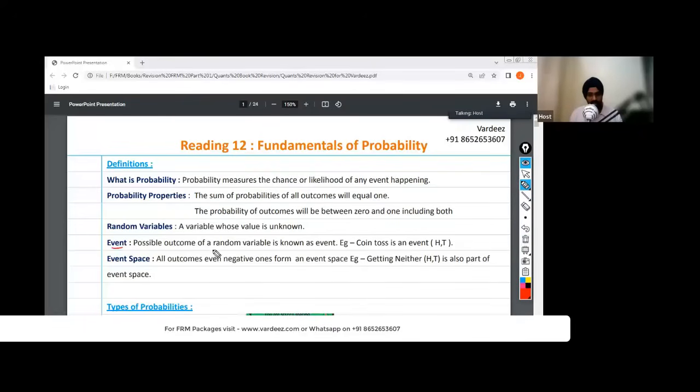What about an event? An event is a possible outcome of a random variable. For example, if you toss a coin, that's an event. If you do some experiment, that's an event. Event space means all the possible outcomes. Even negative outcomes, for example, when you toss a coin, getting neither heads nor tails is also part of the event space. So this was the first learning objective about the event and the event space.